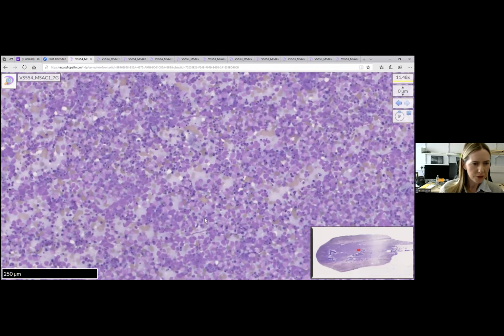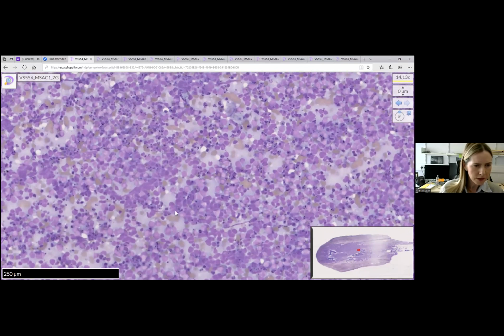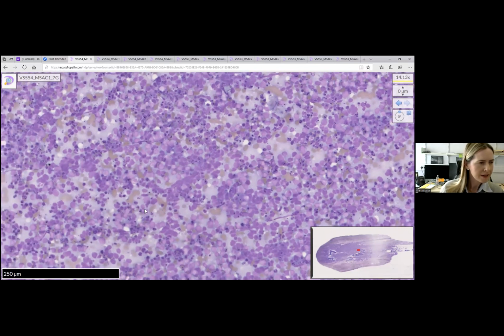So I'll point out a few things. So what's in the background, and then also the cells of interest. What sort of morphology are they displaying? Yeah, so it's an EBUS case. So it's a mediastinal lymph node EBUS case.